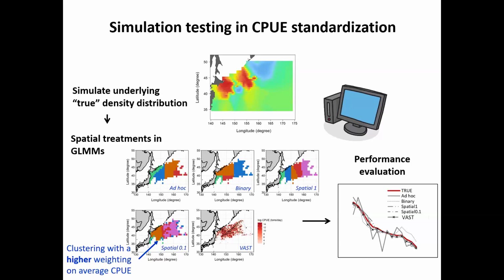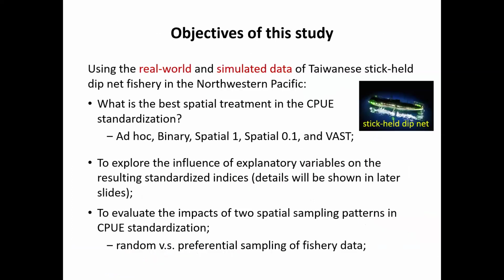to approximate the spatial variation in our study domain. And then, because this is simulation testing, we can compare the indices derived from the different models and compare their performance with the true index. So this is the objective of this study. We use real-world data and simulated data of the Taiwanese deep-set drift-net fishery in the Northwestern Pacific. This is the shape of the drift net.